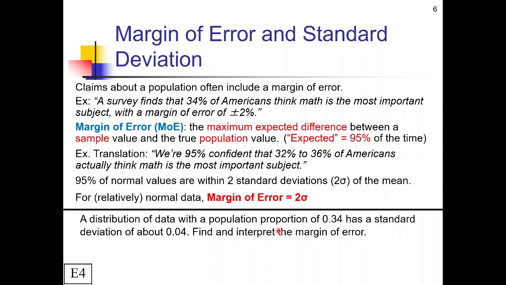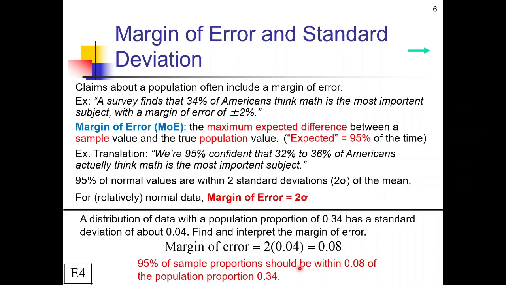All right, so calculating the margin of error is pretty easy in this case because they gave us the standard deviation. We're just going to do 2 times 0.04, which is, I don't even need a calculator, just 0.08. So what does that actually mean? This means that 95% of the data is going to be within 0.08 of your population proportion of 0.34. Or to be more specific, 95% of the sample proportions that you get are going to be within that range.